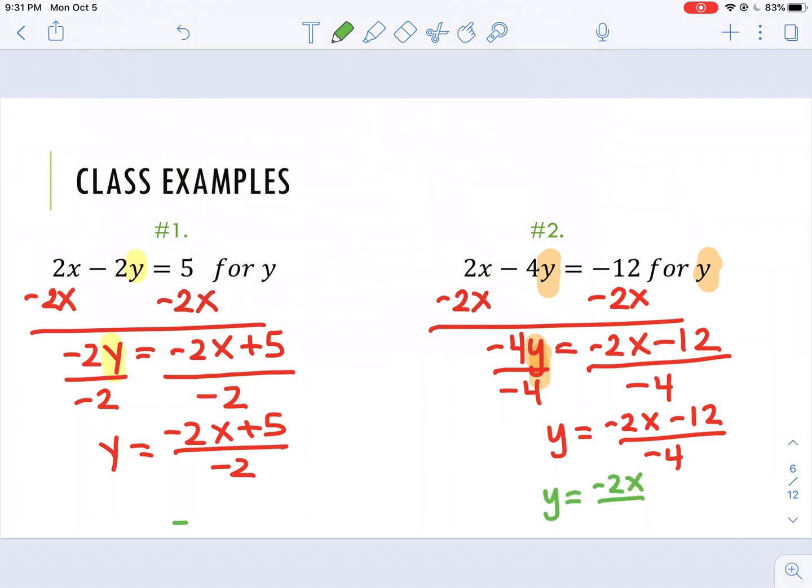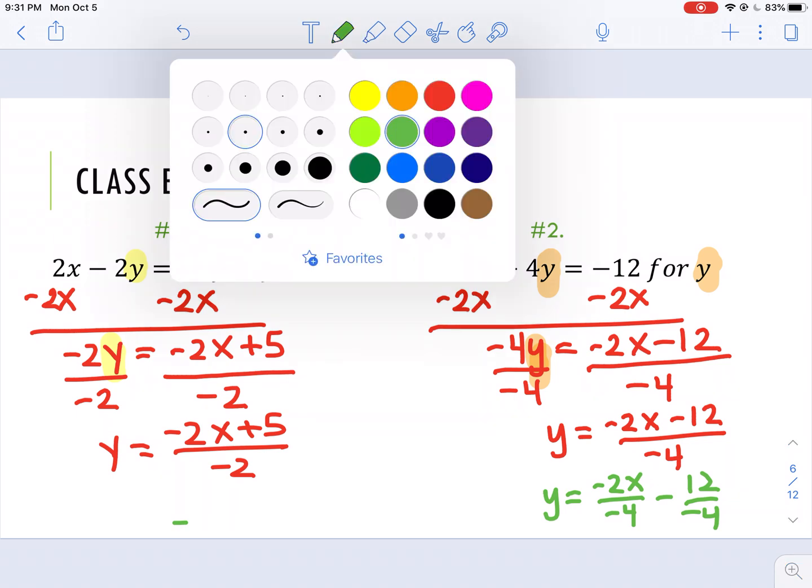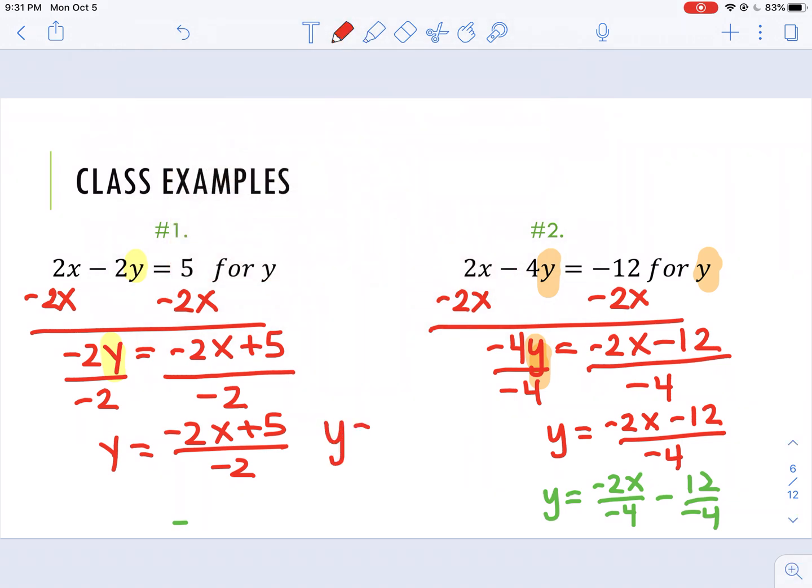I can take that negative 4 and put it with both numerators. Minus 12 over negative 4. And we're going to see if we can simplify each of these terms. So my final answer, y is equal to, I'm going to pay attention to this first term. Can I simplify negative 2x over negative 4? Yeah, right? That becomes x over 2 minus 12 over negative 4.